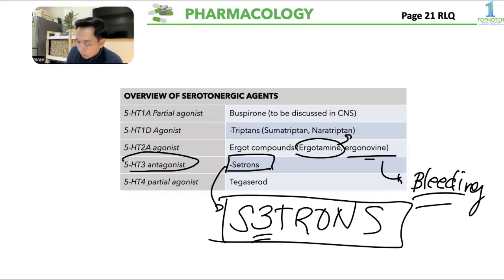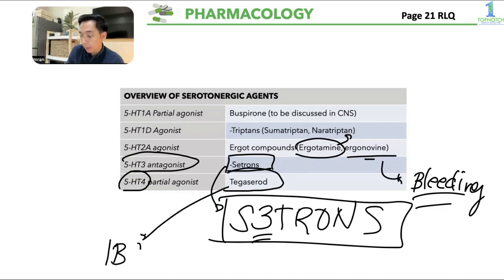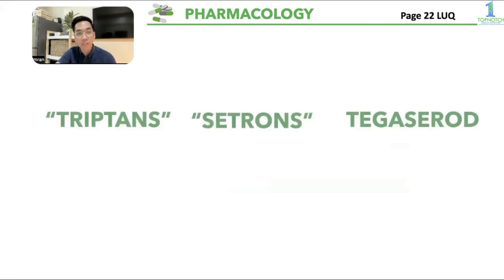So, next, 5-HT4 partial agonist, we have your tegaserod. Your tegaserod is used for IBS, irritable bowel syndrome, and your constipation. It can be used there. So, those are our serotonergic agents.